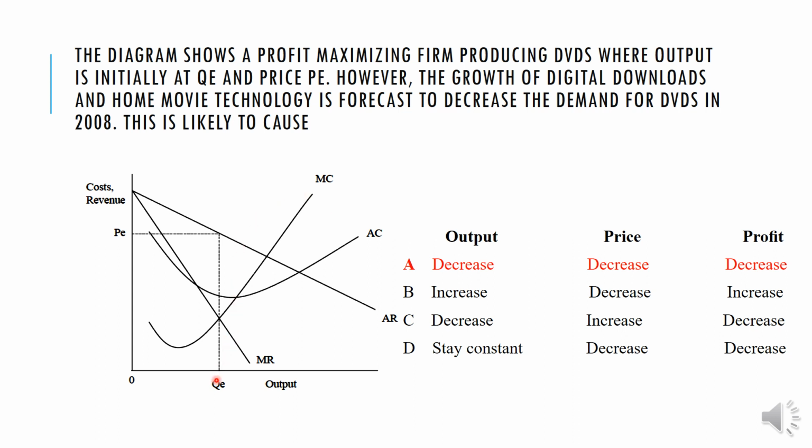You can see that output is QE and the price is P at the profit maximization condition, MC is equal to MR. This is the MC equal to MR point. At that particular point is the price and that particular point is the output. So you can see that.